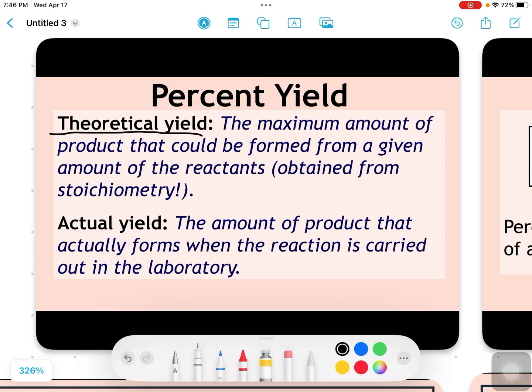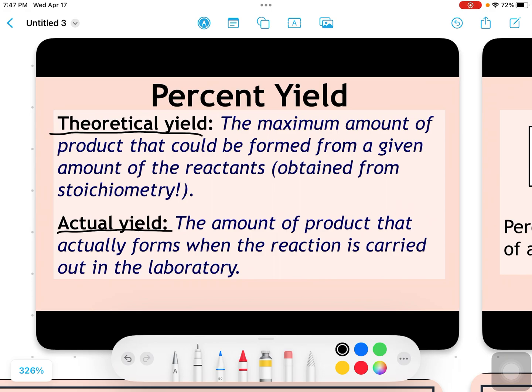So the theoretical yield is based off, in theory, this is how much you should make if we lived in an ideal world. So that is the max amount of product that could be formed from a given amount in a reaction. So this is what we solved during our stoichiometry problems. The actual yield is the amount of product actually formed when it's carried out in a lab.